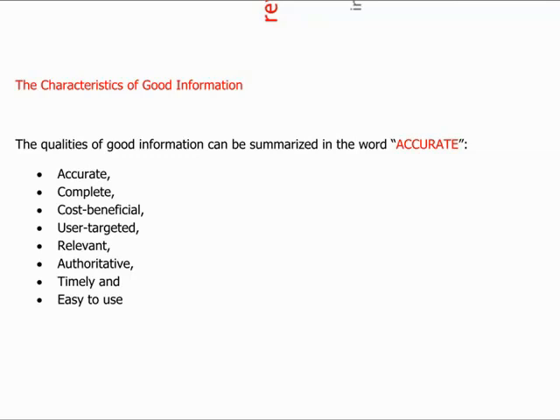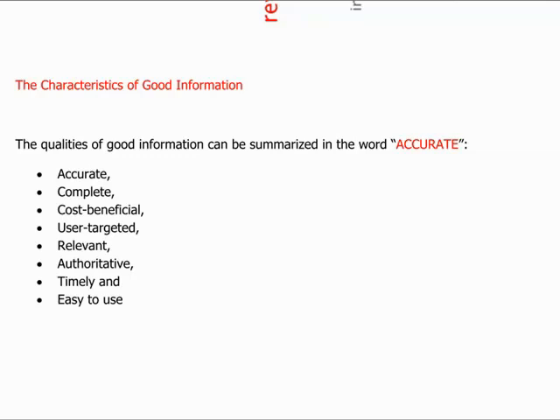Good information clearly has to be accurate, has to be complete, it has to be cost beneficial. This is something which is either assumed or possibly forgotten. In other words, the benefits that information gives you should exceed the costs of having to obtain such information. If the costs are greater than the benefits, then it's not worthwhile collecting and processing such information. So good information has to meet the cost-benefit test.